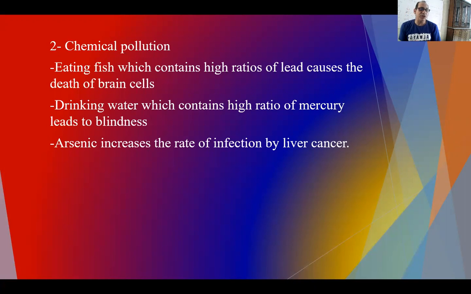The drinking of water which contains a high ratio of mercury, also a result of throwing factory waste and sewage. Increasing the ratio of mercury causes blindness. The last one is arsenic, increasing the rate of infection by liver cancer, which is very dangerous for us. This comes from throwing factory sewage and waste in the lakes or rivers, which is used in drinking.